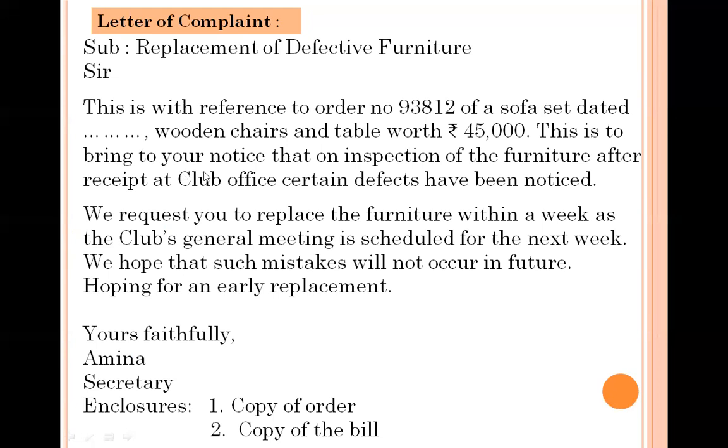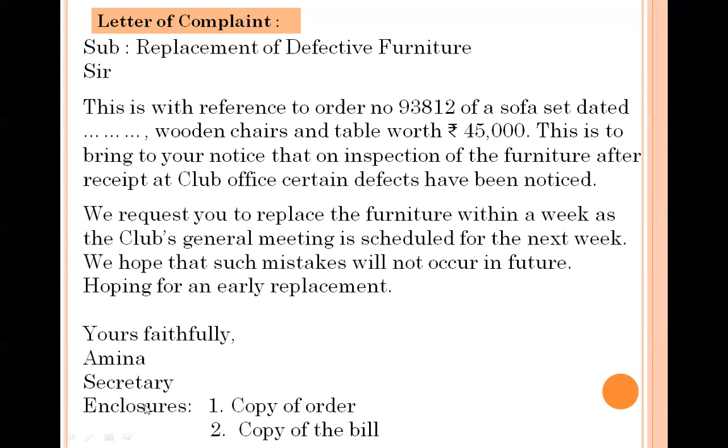This is to bring to your notice that on inspection of furniture after receipt at club office, certain defects have been noticed. So you will mention what kind of defects are there in the furniture, and you will ask for quick replacement. So changing the paragraph, we request you to replace the furniture within a week as the club's general meeting is scheduled for the next week. We hope that such mistakes will not occur in future, hoping for an early replacement. Yours faithfully, the name and the designation.